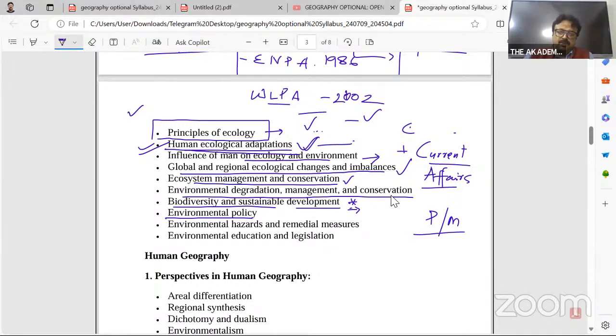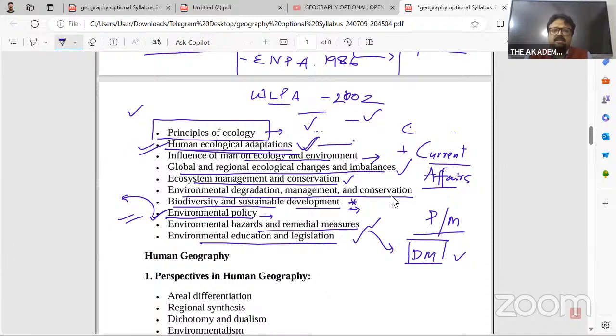Then come to environmental policy pertaining to various guidelines, various legislation as well as various decision committees, and all that will be discussed in detail. Environmental hazard and remedial measures: again, this is going to be part of disaster management. So disaster management will also find its validation, or appearance or association, in your geography optional. Environmental education and legislation: this is the entire part. You can replace your GS environment topic from general studies; it is already going to be covered over here.